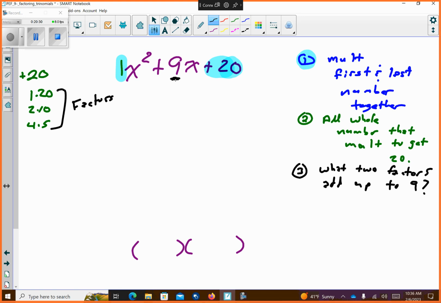Okay, so we're going to go slow. I know some of you might see it, but if I add 1 and 20 together, what do I get? 21. Is 21 the same number as 9? No. If I add 2 and 10 together, what do I get? 12. Is 12 the same number as 9? No. If I add 4 and 5 together, what do I get? 9. Is 9 the same thing as 9? Okay. So I'm just going to circle this.